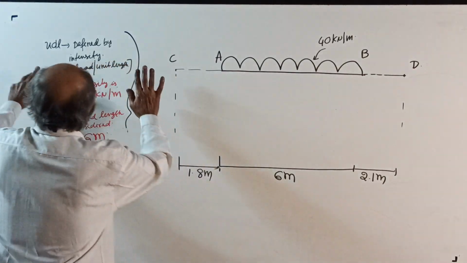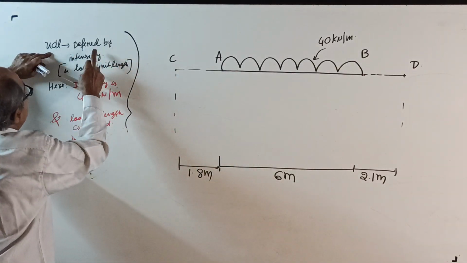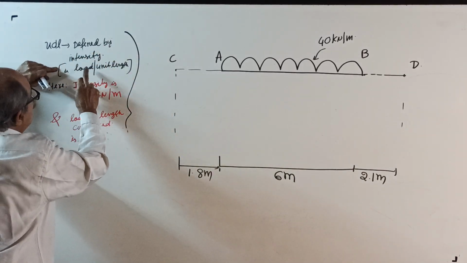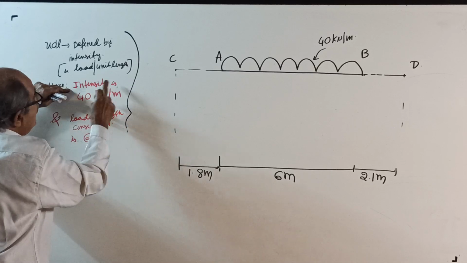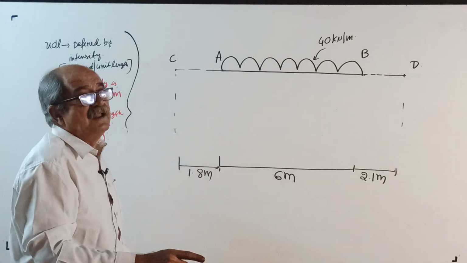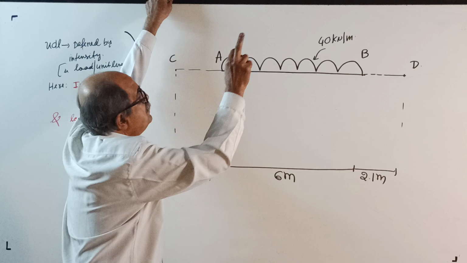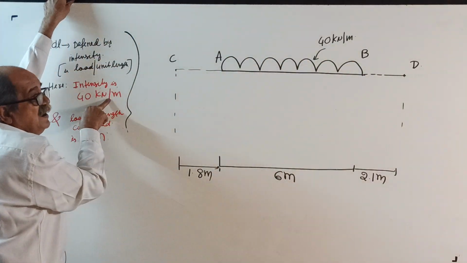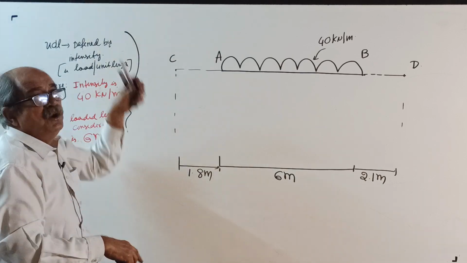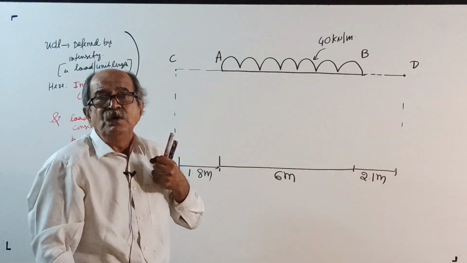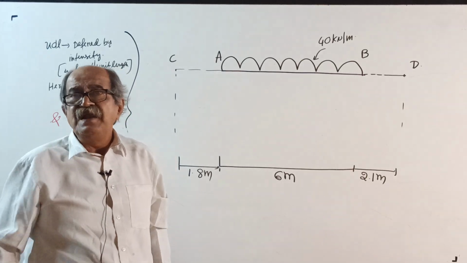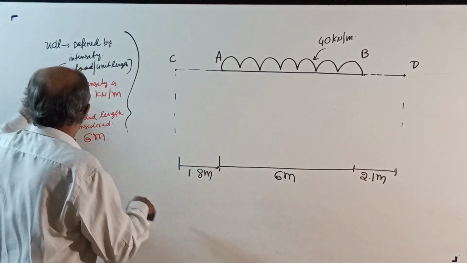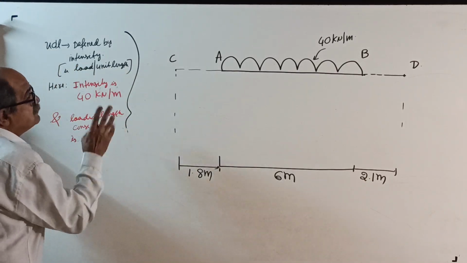Now, right here, UDL is defined by intensity, load per unit length. But here, intensity is, don't tell W, no W now, 40 kilonewton per meter is the intensity. It is not the total load. If you want total load, if you want magnitude, you have to multiply that intensity with the loaded length considered. And loaded length considered is 6 meter.